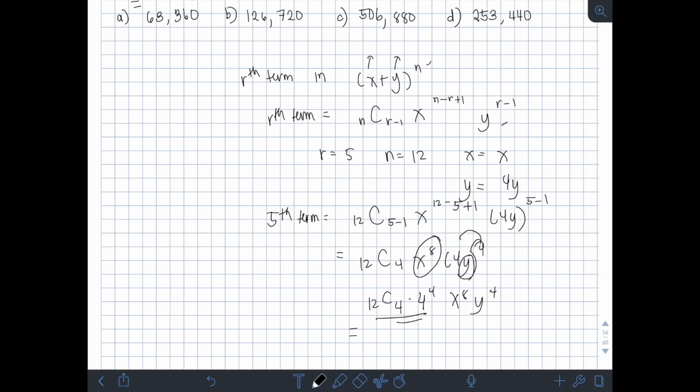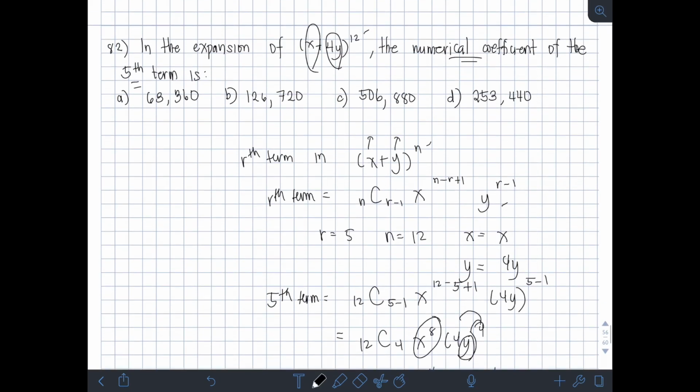So, using calculator, it is equal to what? 126,720 x to the 8, y to the 4th. Okay, so ito yung sagot natin. 126,720. So, the answer is letter B.